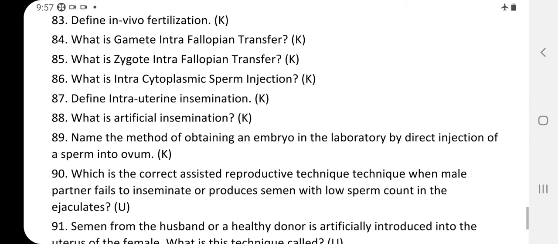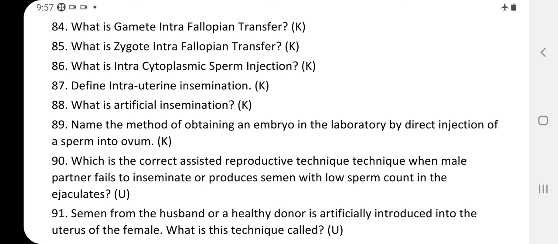Next, 86th question. What is intracytoplasmic sperm injection? Intracytoplasmic sperm injection is another procedure to form an embryo in the laboratory, in which the sperm is directly injected into the ovum.